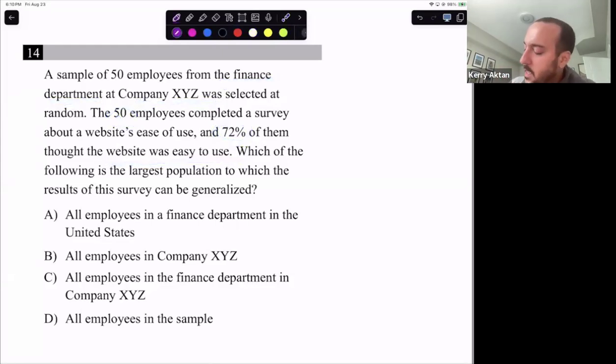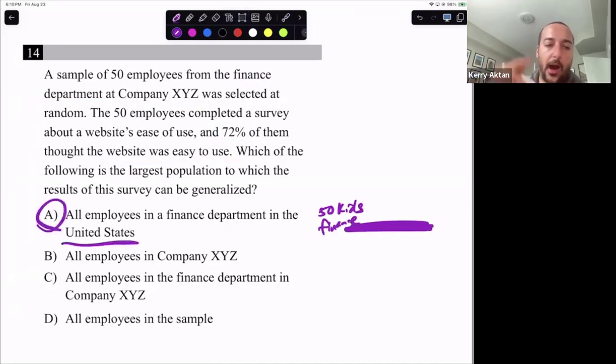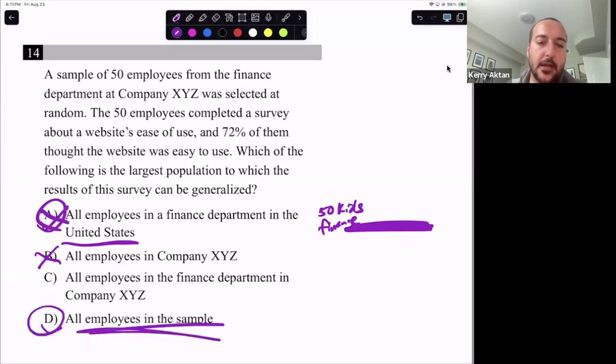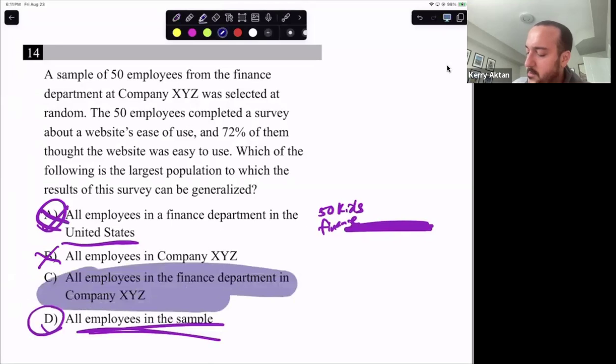And the way to think about these is, this is the base population that was tested, just 50 kids in the finance department. Can I generalize that to everyone in the US, even in Hawaii where they're eating poke and spearfishing their lunch? Is it going to be applicable? Nah. All companies, even the creative design, graphic design department? Nah. What about D, all employees in this? I mean, if you're just going to generalize this to the sample, why'd you even do the study anyways? My student earlier was really bright to say that it was C.